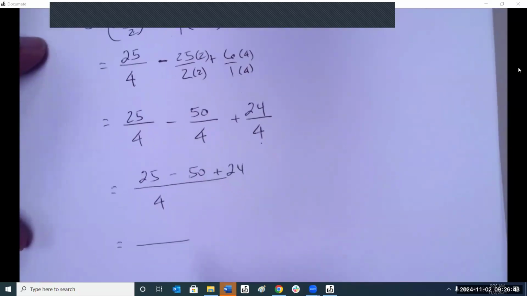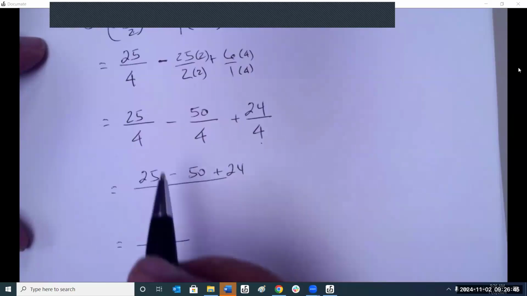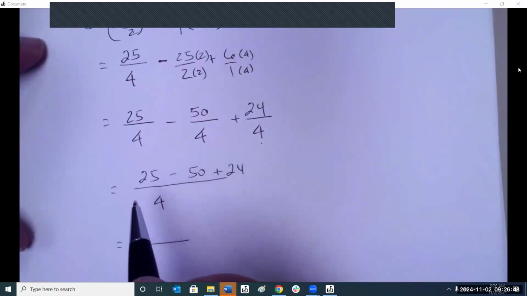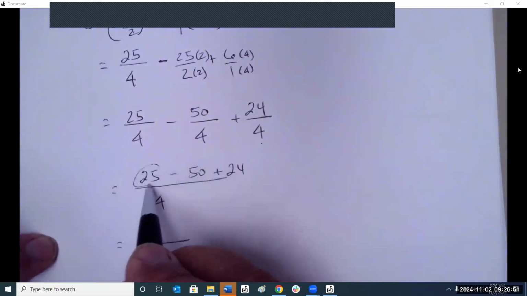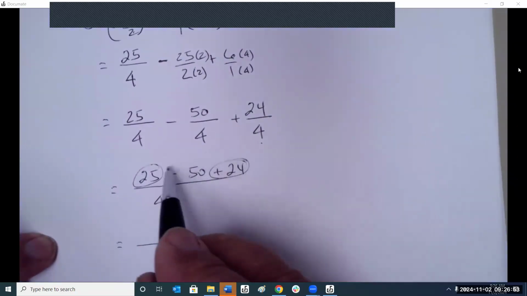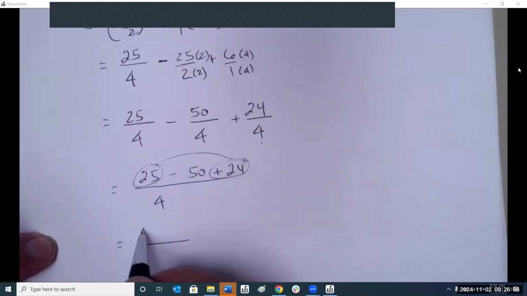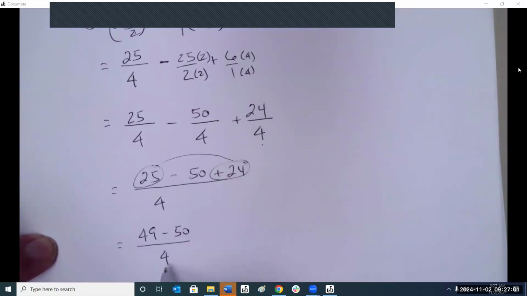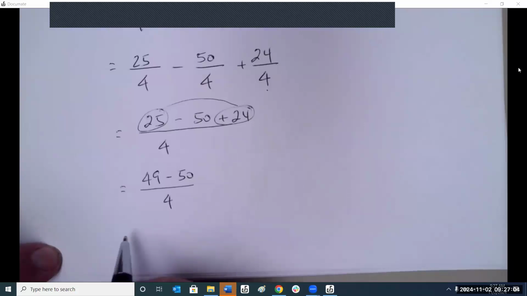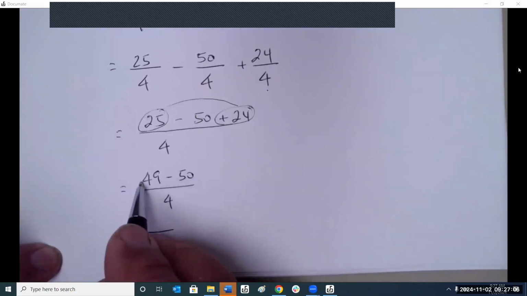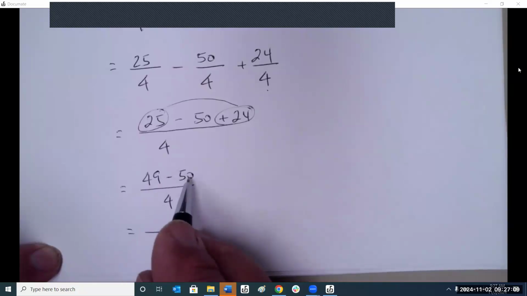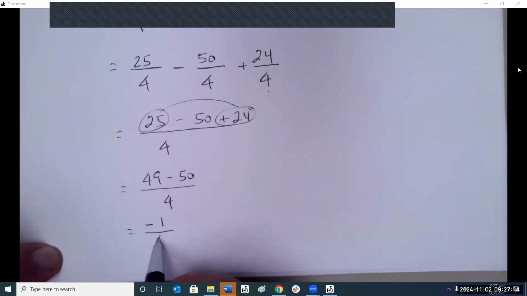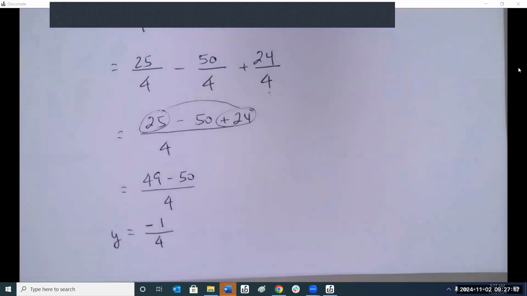49 over 4? No. Let's try. Let's combine like terms first. Since they are both positives, 25 plus 24 is 49, minus 50 over 4. 49 minus 50, they're opposite signs. 50 is bigger, so the answer is negative. 50 minus 49 is 1. You were close.